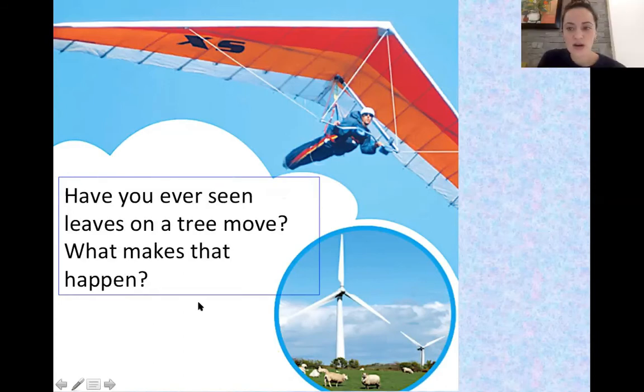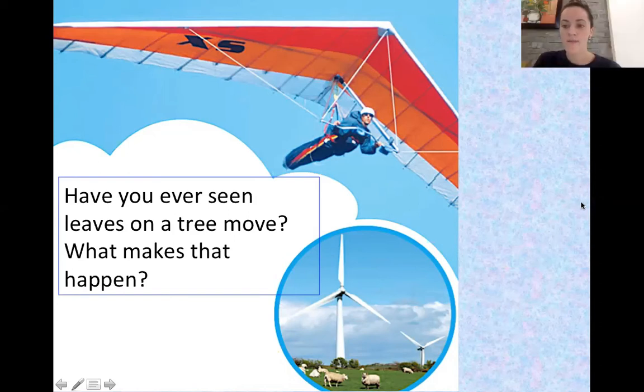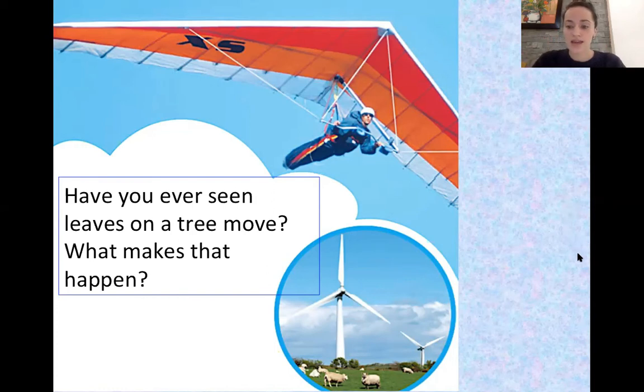Can you read this question for me, Tom? Have you ever seen leaves on a tree move? What makes that happen? Very good. So Tom, do you know what makes that happen? Wind. Excellent. So maybe that's one way that we know the air is around us. Even though we can't see the air, we can see the wind blow a tree.